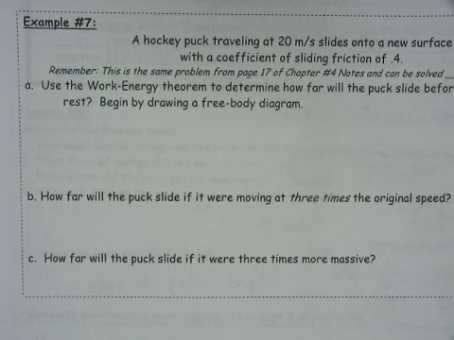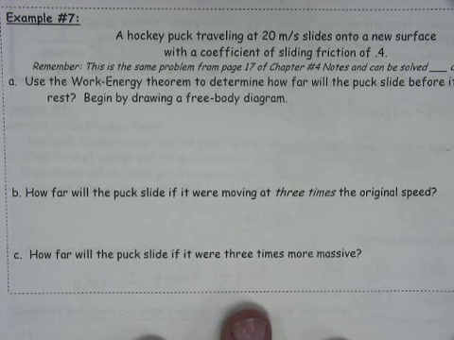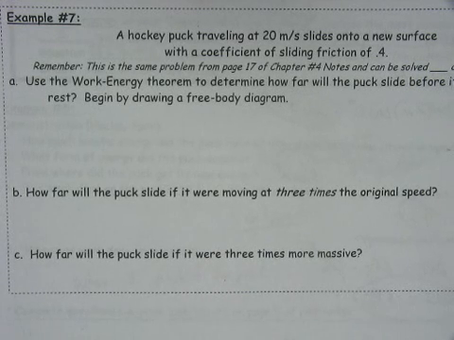All right, we're still in unit number 5, working through example number 7, page 12 of your notes. Second to last video, actually, of this particular chapter. And here's the question. A hockey puck traveling at 20 meters per second slides into a surface with a coefficient of sliding friction of 0.4.